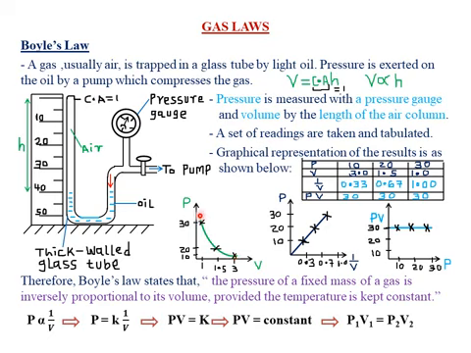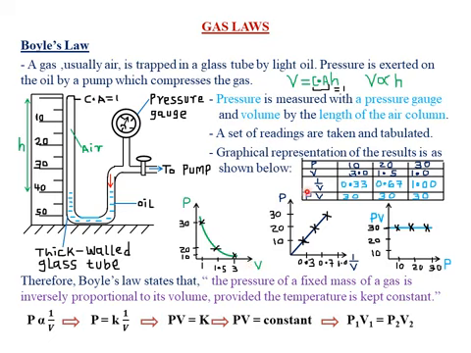So this one simply shows that pressure and volume are inversely proportional to one another, such that when pressure is maximum, the volume is minimum, but when the pressure is minimum, the volume actually becomes maximum. So this is the graph for pressure against volume.